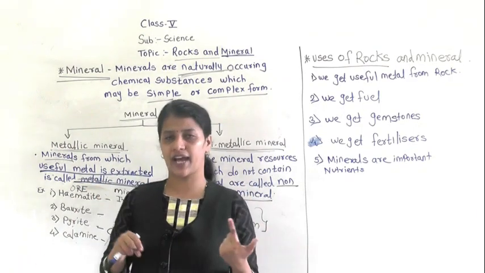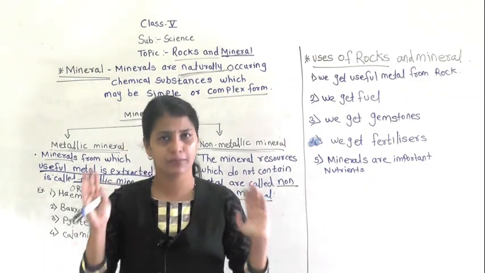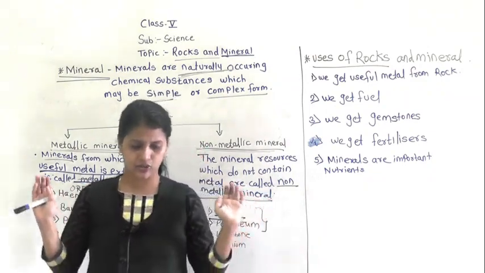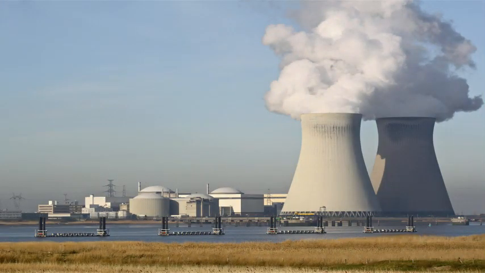The next is uranium. It is not actually a mineral. It is used to produce energy, which is also called nuclear energy. Atomic power plants use uranium to produce nuclear energy. Are you getting?